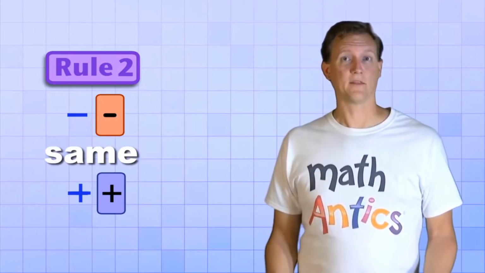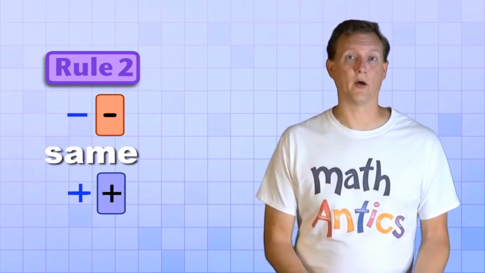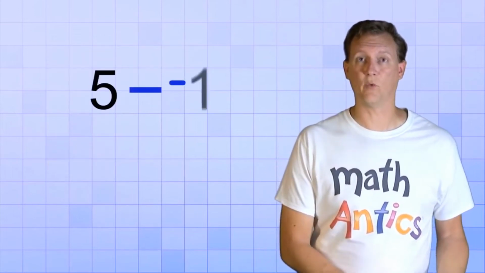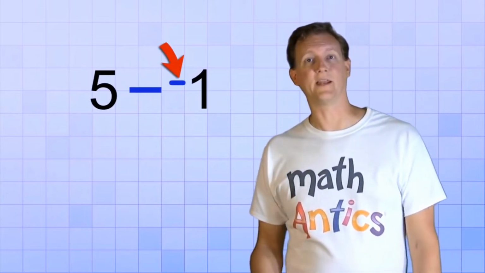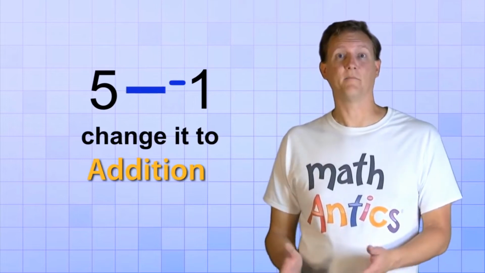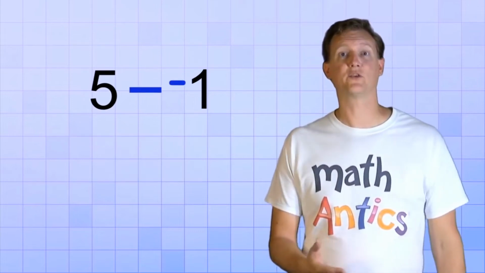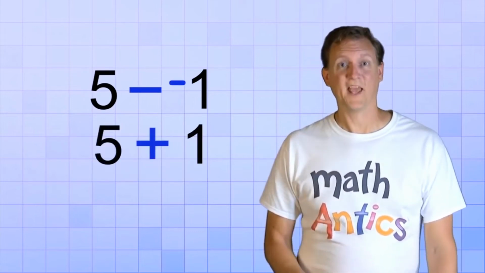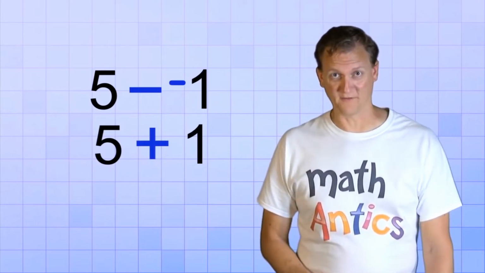When it comes to math, this rule means that if you have a problem like 5 minus -1, where you're subtracting a negative number, you can just change it to addition. Instead of 5 minus -1, you can just write 5 plus 1. And that's a problem you already know how to solve.